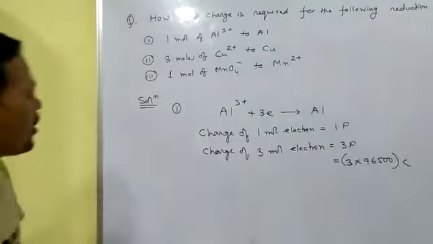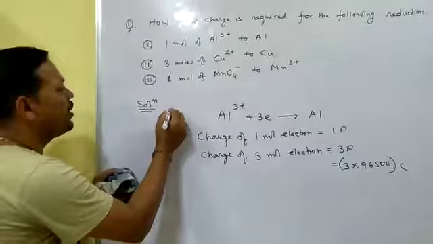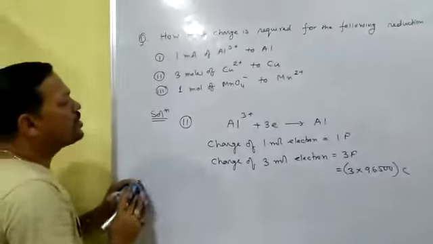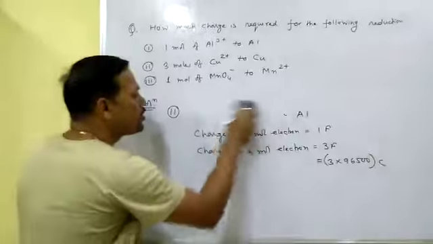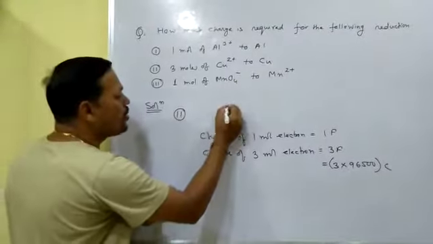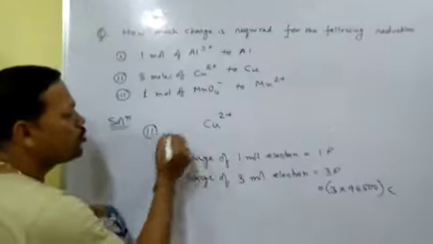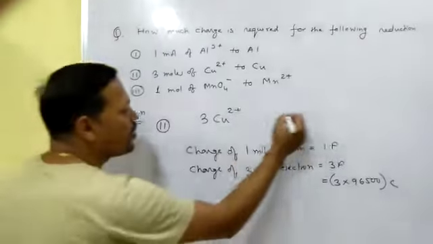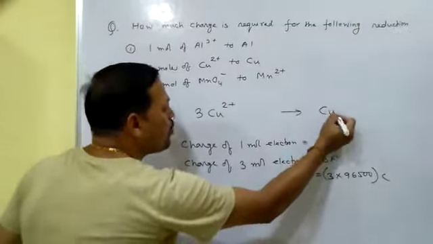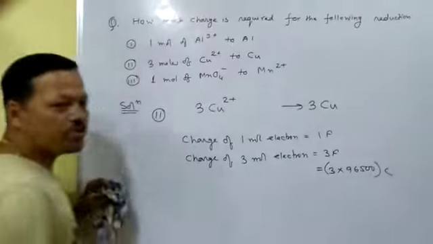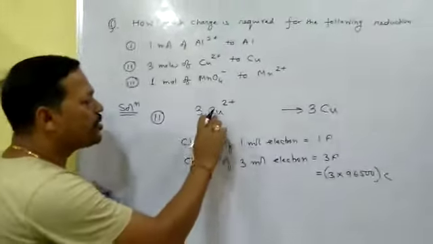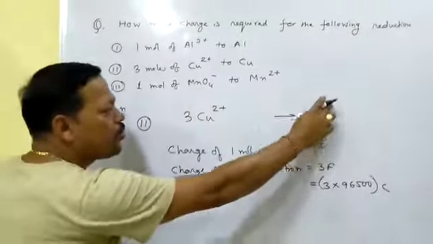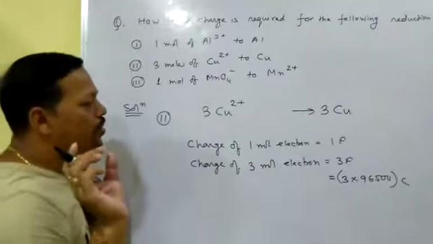Now the second one. In the second one, the question is given: 3 moles of Cu2+ to Cu. This is Cu2+; you have to take 3 moles and it will convert to copper. To balance it, you have to put 3 here: 3 moles of Cu2+ to Cu. As you know, here the charge of copper is 2+, here the charge of copper is 0. So how many moles of electrons are required?